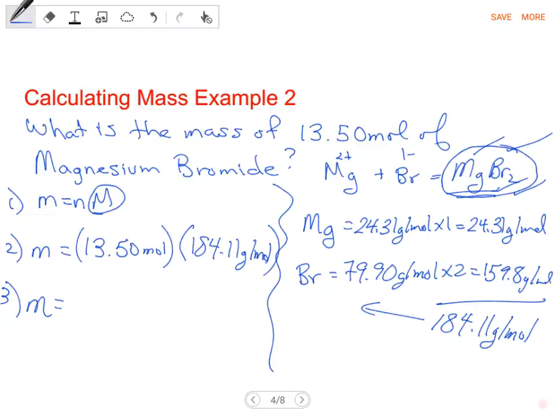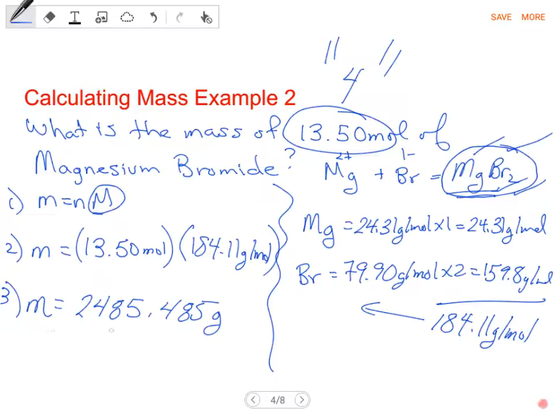Here you go. Here is your answer. You get 245.485 grams. Mathematically correct, but not correct in regards to significant digits. In our question, we have 4 significant digits. This means our answer can only have 4 significant digits. So this 4 does not round this up. So 245.5 grams. That's your final answer.